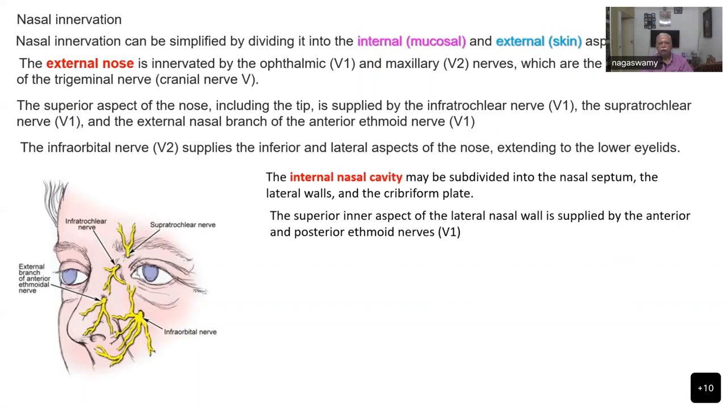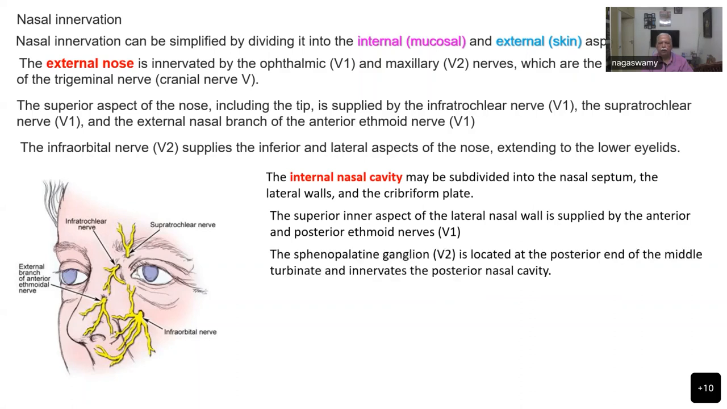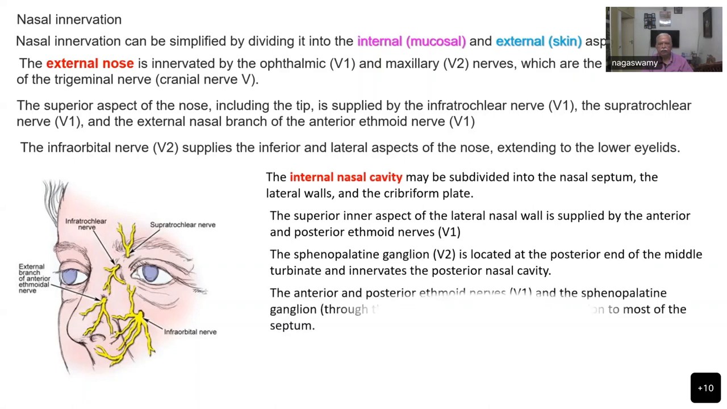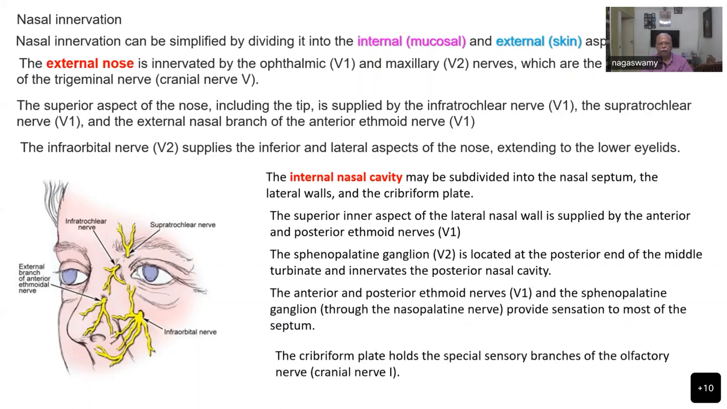The superior inner part of the lateral nasal wall is supplied by the anterior and posterior ethmoid nerve. The sphenopalatine ganglion is located at the posterior end of the middle turbinate and innervates the posterior nasal cavity. The anterior and posterior ethmoid nerves and the sphenopalatine ganglion, through the nasopalatine nerve, provide sensation to most of the septal area. And the cribriform plate holds the special sensory branch of the olfactory nerve.